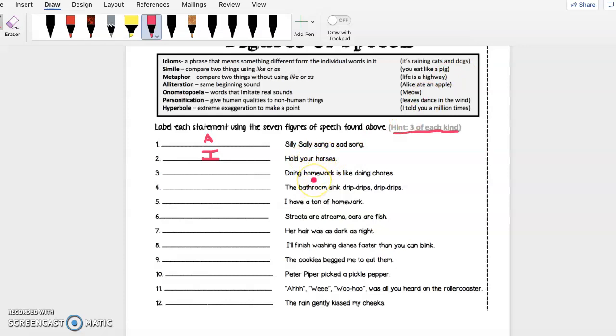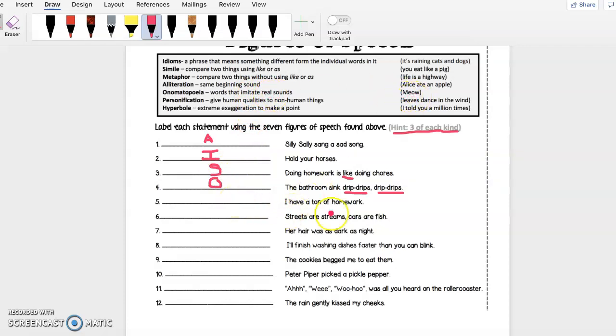Three, doing homework is like doing chores. So they are comparing homework to chores using the word like. And so we know that this is a simile. Number four, the bathroom sink drip drips, drip drips. So here we hear the sound word drip drips, right? And so this would be onomatopoeia, words that have the actual sound, okay?